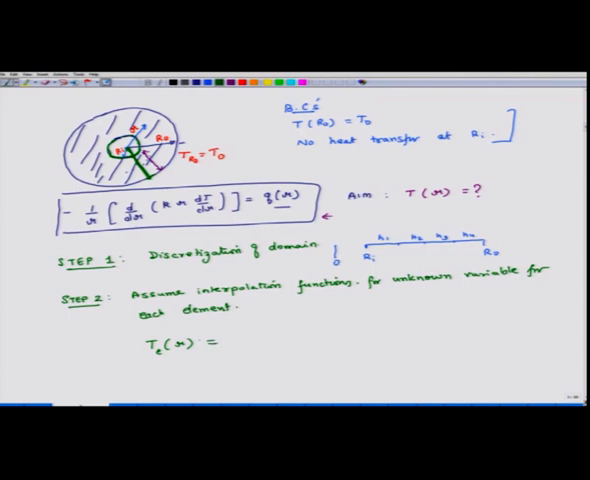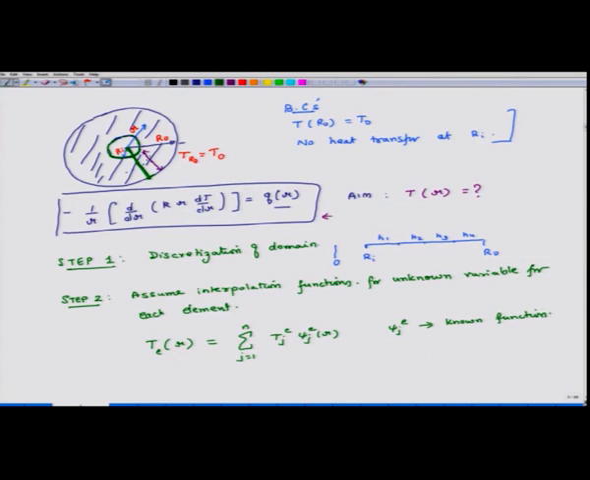So, Te is equal to, now I am assuming an interpolation function, so I am saying this is equal to the sum of Tj psi j of r, for the eth element, with j equal to 1 to n. Now, here psi j e is a known function.